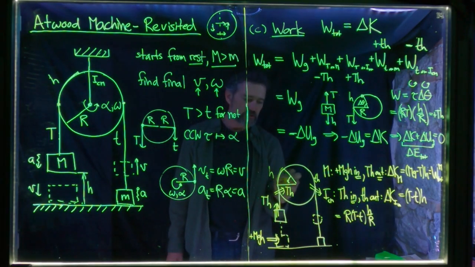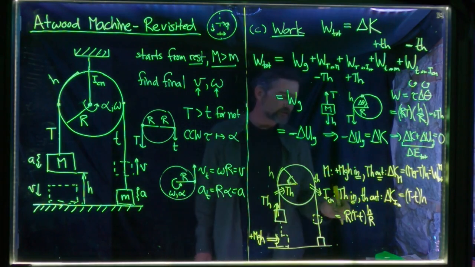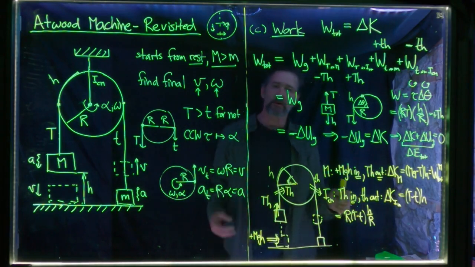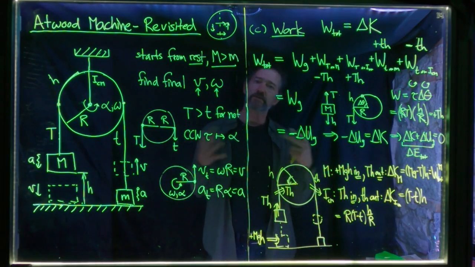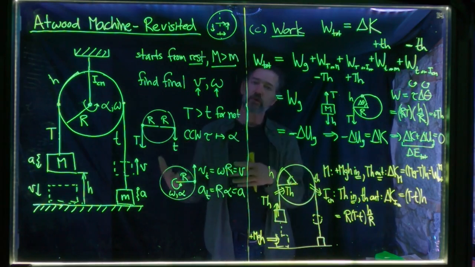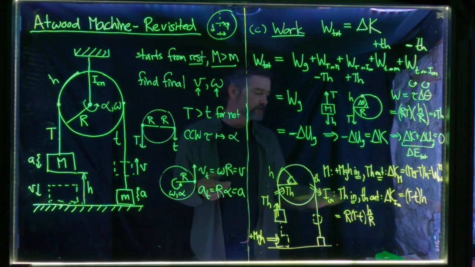And so h divided by the radius of the wheel is delta theta. That's the angular displacement of that wheel. So this is net torque times angular displacement. Energy transfer is torque times angular displacement. Net torque times angular displacement is net work done. Okay, it is net energy transferred.